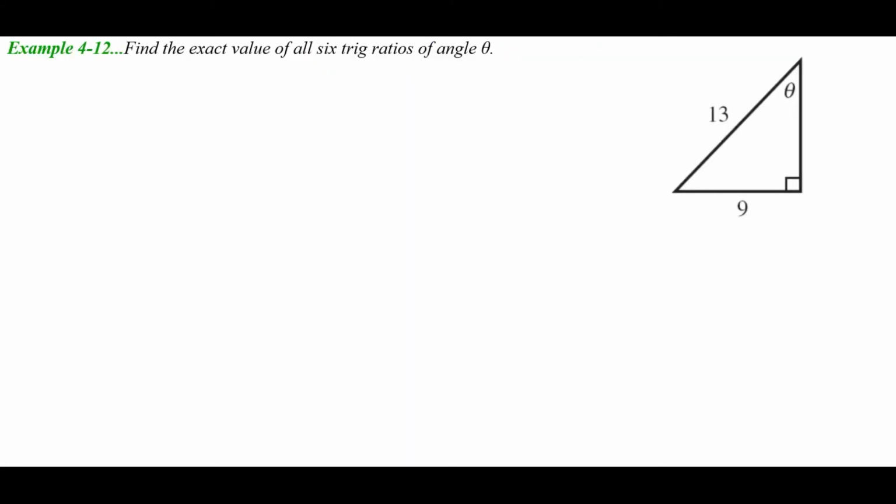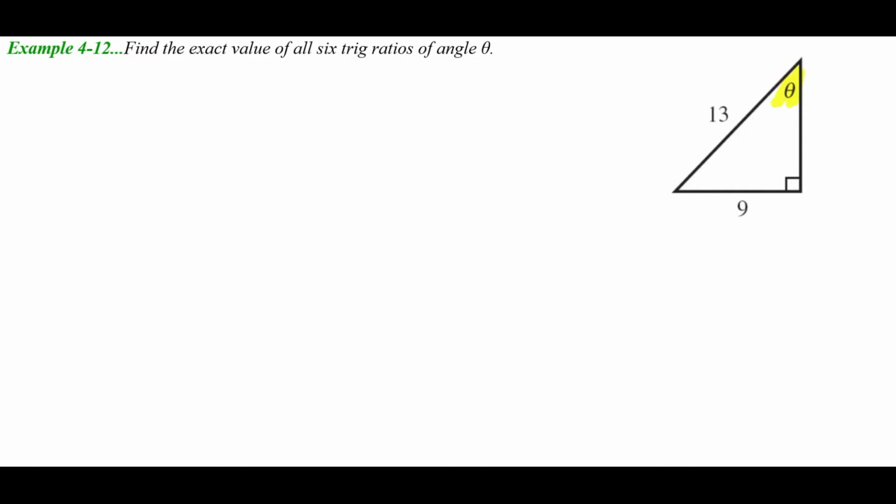So if we look at an example here, we want to find the exact value of all 6 trig ratios. So when it says all 6 trig ratios, it means we want you to write sine, cosine, tangent, secant, cosecant, cotangent of the reference angle. So in this case, we're using theta for our reference angle. So this is my reference angle.